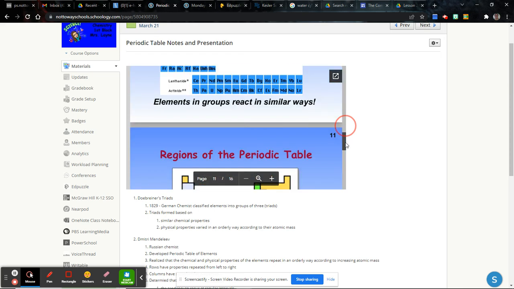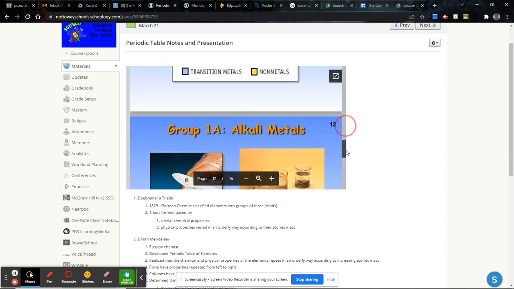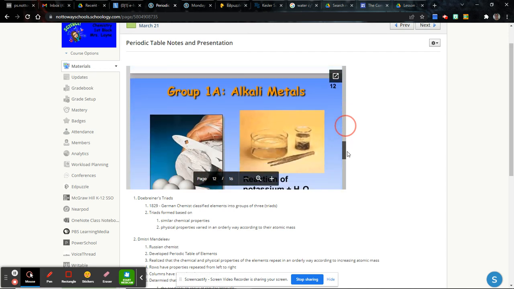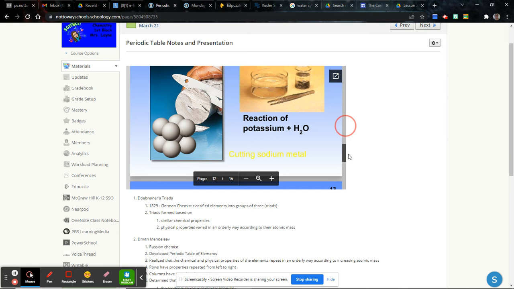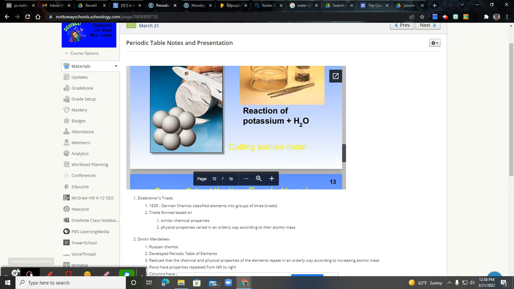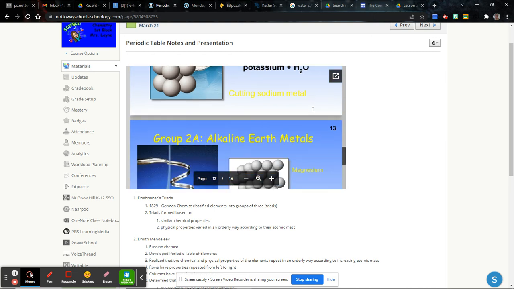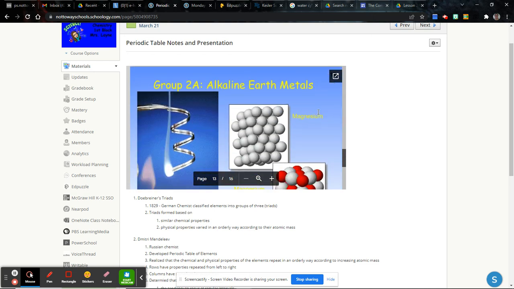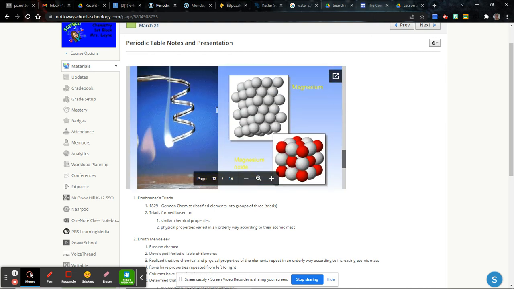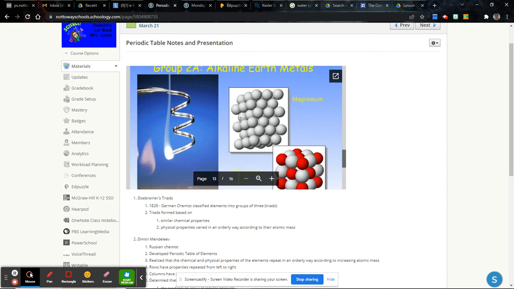All right. Elements and groups react in similar ways. That's something really important to keep up with. In group 1A, the alkali metals, some of them will have strong reactions with water. Some other things that we should notice about this group right here is that they're also very soft. All right, the alkali metals are. Now, when we get to the alkaline earth metals, we're going to see right here that they should be able to catch fire, that they have a very specific structure.